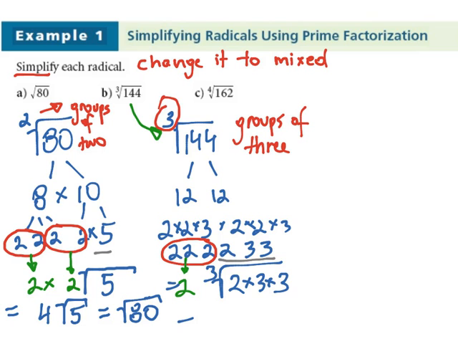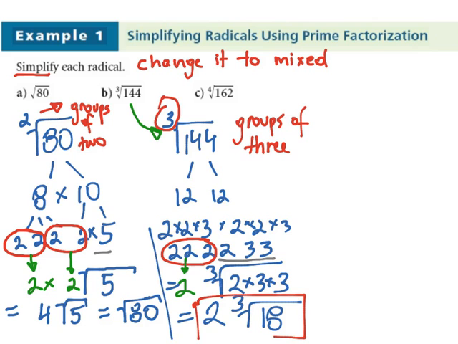So our answer is going to be 2 cube root, and 2 times 3 times 3 is 18. And here's your answer. This means that the mixed radical for cube root 144 is 2 times cube root of 18.